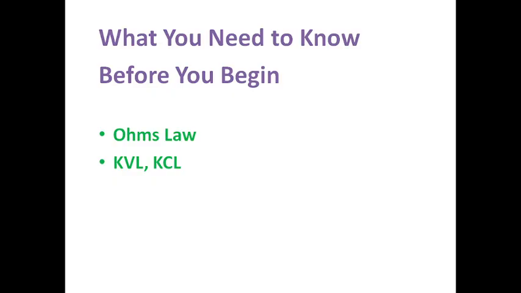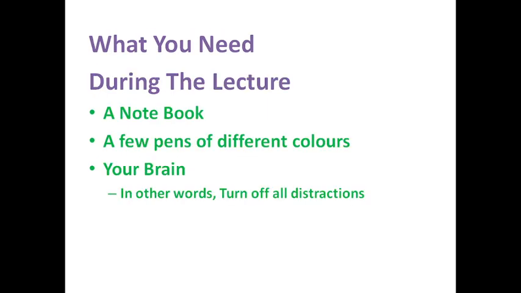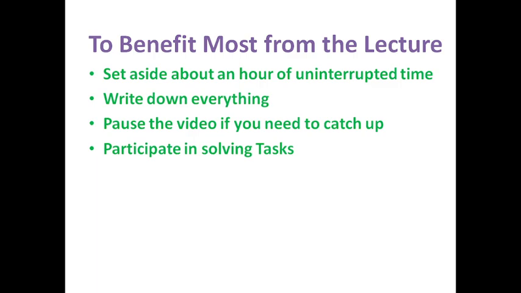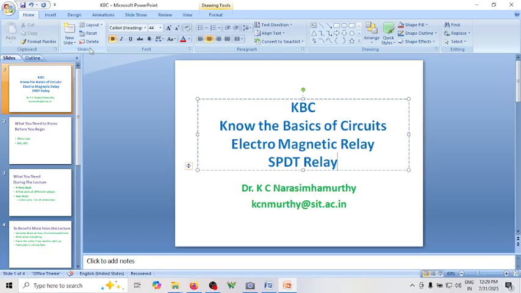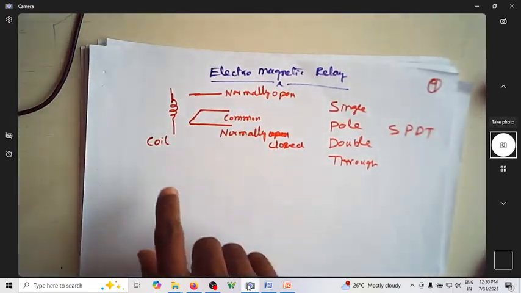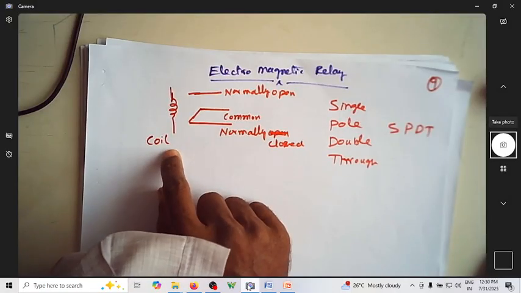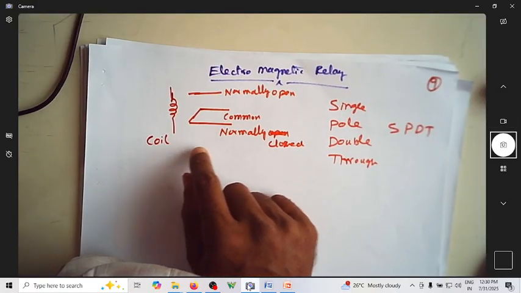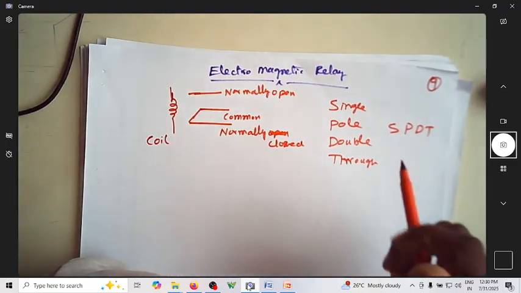Okay, you should be knowing Ohm's law, KVL, KCL for understanding this. And of course, these are the prerequisites. Okay, now we shall proceed with, of course, this is the symbol of electromagnetic single pole double throw relay.